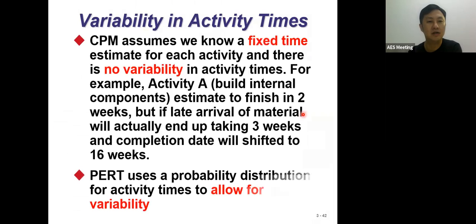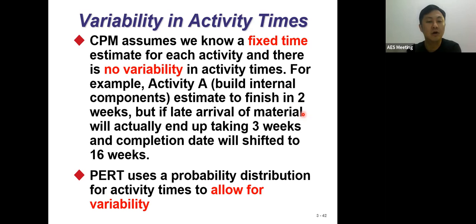Now, variability for the activity. Ladies and gentlemen, I will present the variabilities here. In CPM, we assume that the time is fixed. For example, activity A is 2 weeks, activity H is 4 weeks, and activity B is 3 weeks. That is the fixed activity duration; we don't have any variability. Very clearly, activity A, to build, is estimated at 2 weeks, and activity B, the arriving material, will take about 3 weeks.